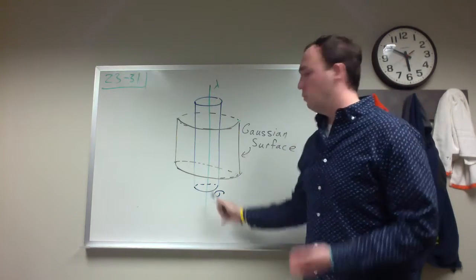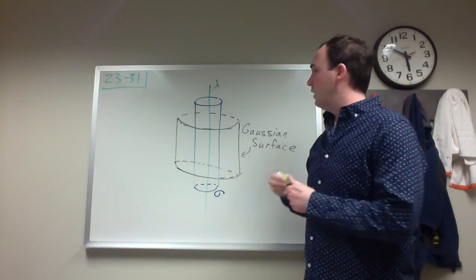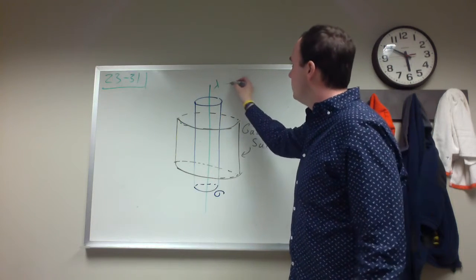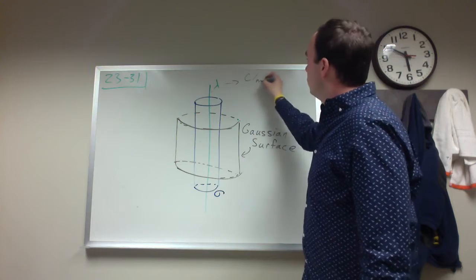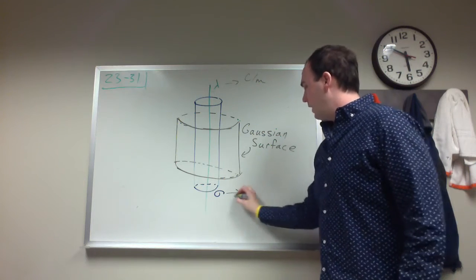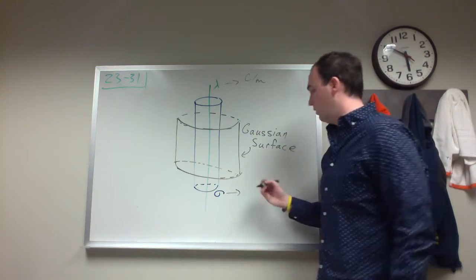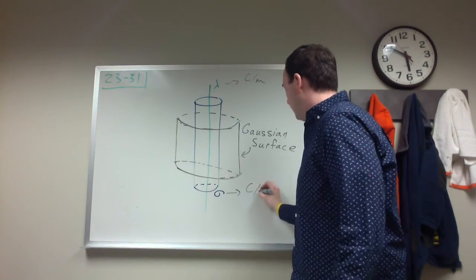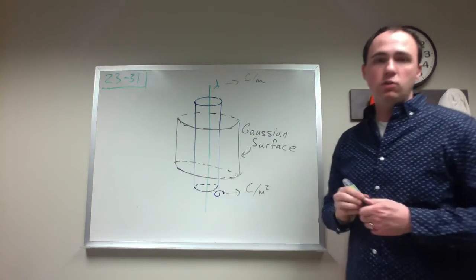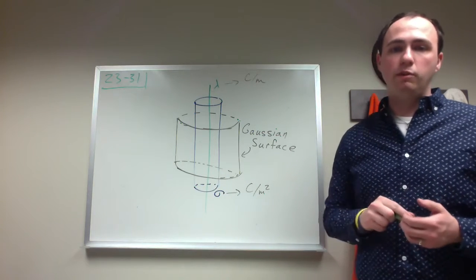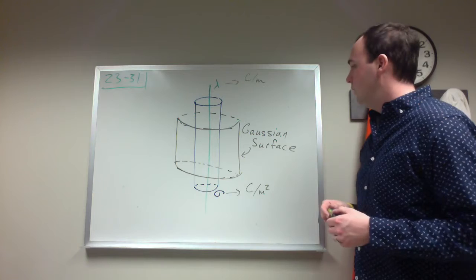We have a long, thin wire, which is given a linear charge density, right? So the units here are going to be coulombs per meter. And then we have what I would call a sheath, so a hollow cylinder, which has an area charge density, that would be given in coulombs per square meter.